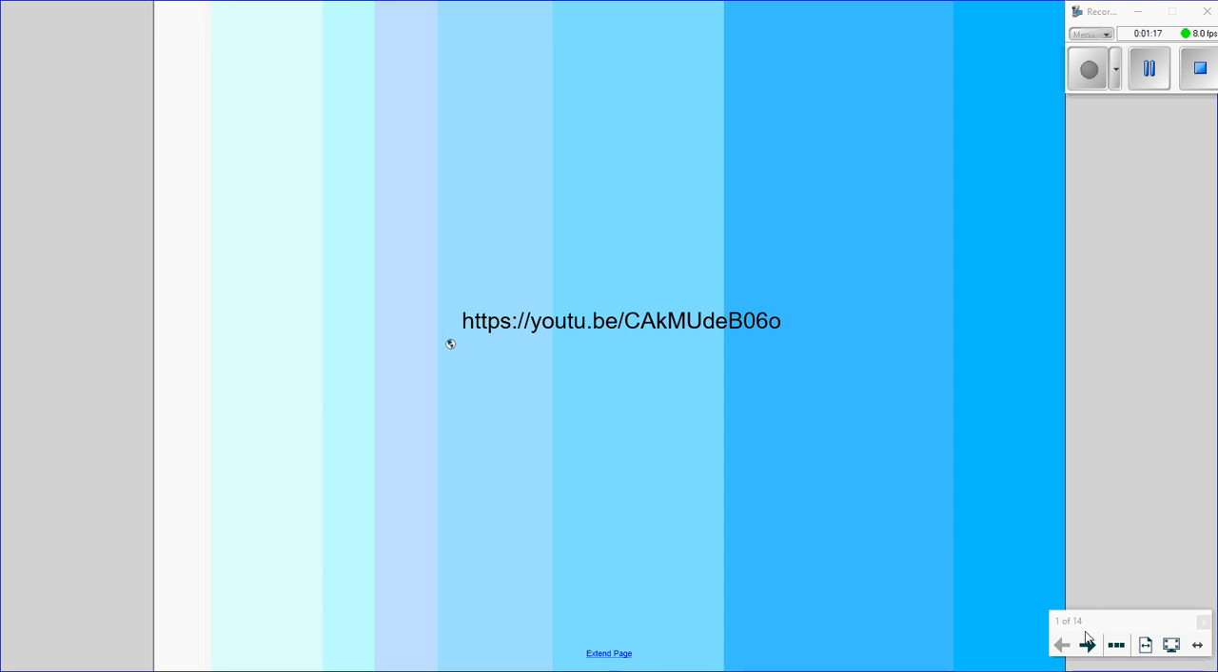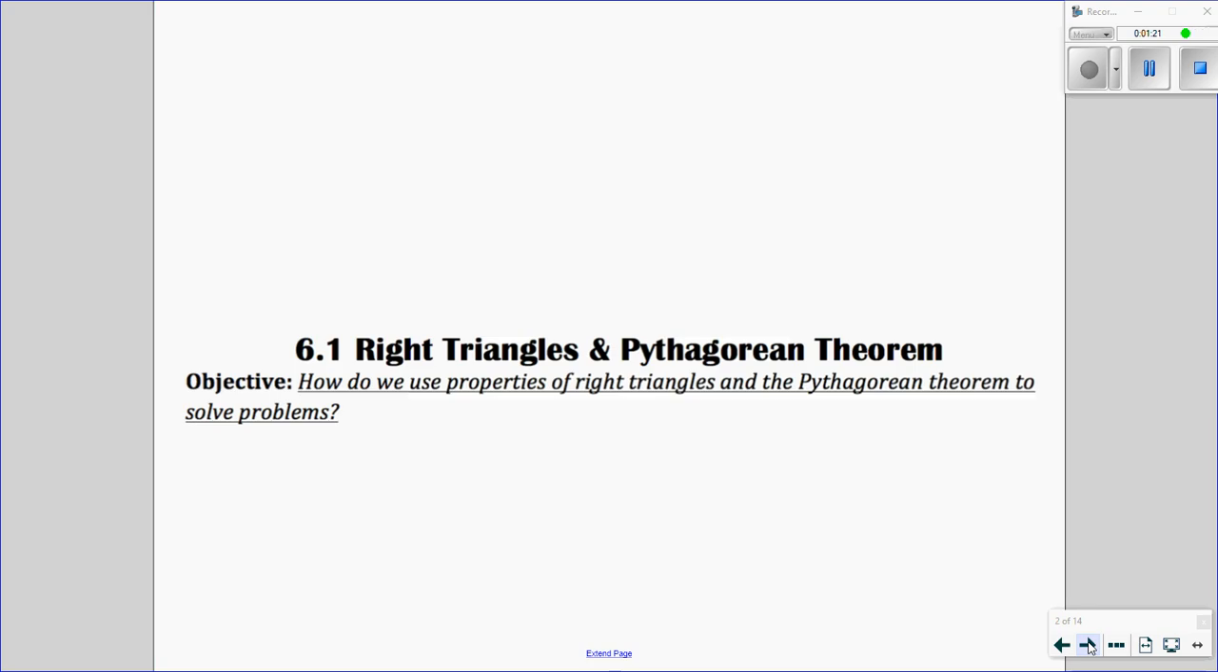So this will lead us to our new lesson, which is right triangles and Pythagorean theorem. The objective is how do we use properties of right triangles and the Pythagorean theorem to solve problems.